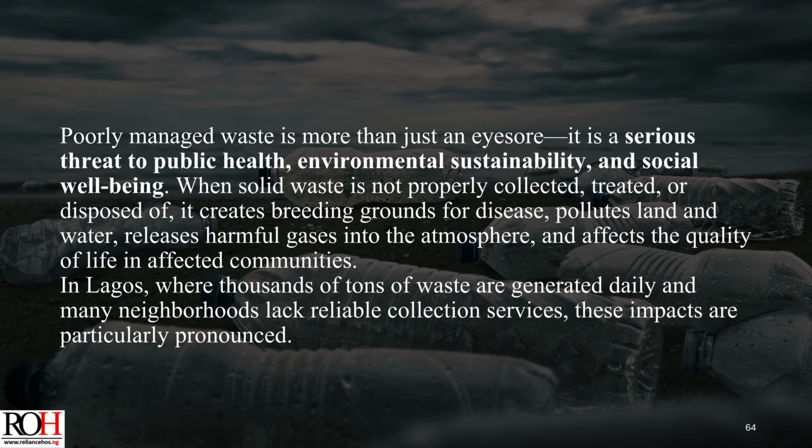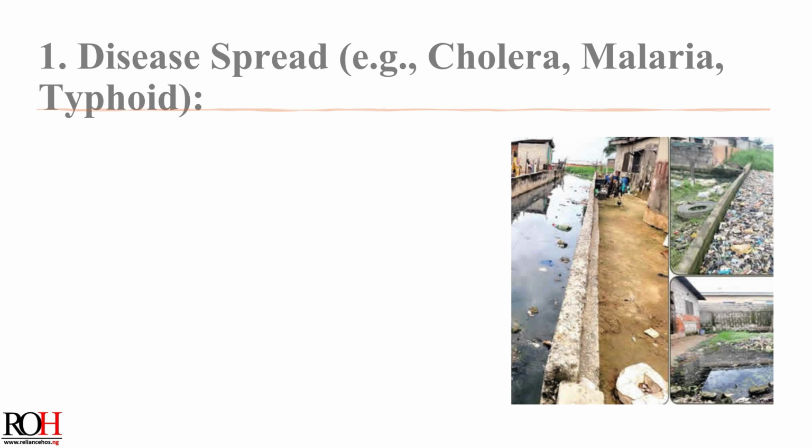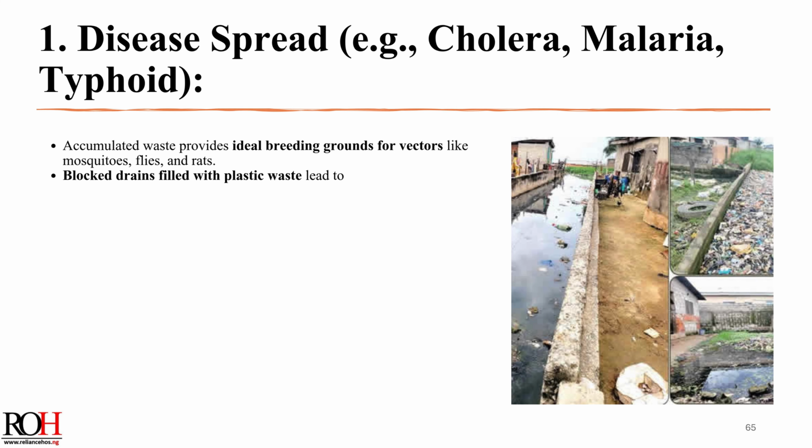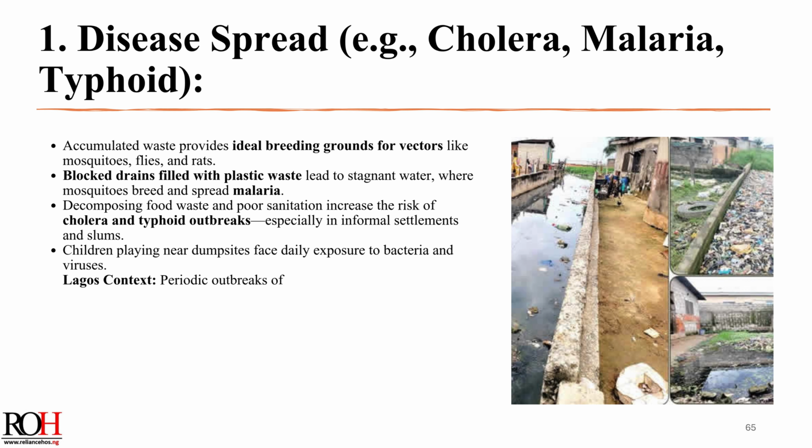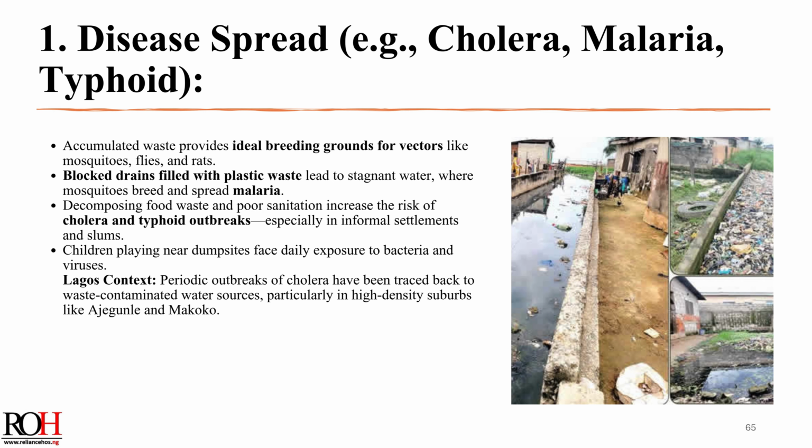In Lagos, where thousands of tons of waste are generated daily and many neighborhoods lack reliable collection services, these impacts are particularly pronounced. 1. Disease spread, for example, cholera, malaria, typhoid. Accumulated waste provides ideal breeding grounds for vectors like mosquitoes, flies, and rats. Blocked drains filled with plastic waste lead to stagnant water, where mosquitoes breed and spread malaria.